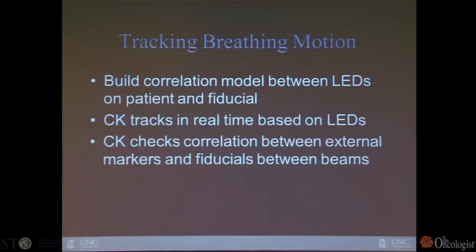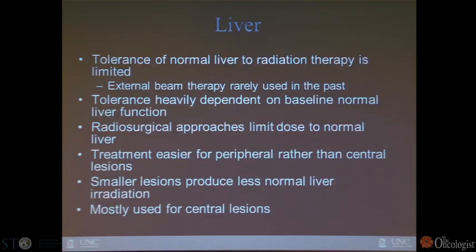When you track breathing motion, we build a model using some light-emitting diodes that are on the patient. You can monitor respiration from a vest that is tracked, and we develop a picture of where the tumor is with respect to that. This allows tracking in real time as we go through, and again allows for the precision of the delivery.